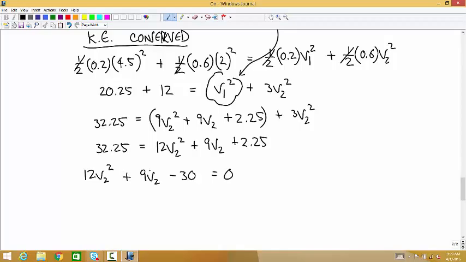Can someone solve that quadratic formula? Okay, so there's a -2 and a positive 5/4. Okay, so that's two solutions. We want one, so which one do we accept and which one do we reject and why? One of them is the old one. That's exactly right. So this is what mass 2 was doing before the collision, so we don't care about that. We want this one.